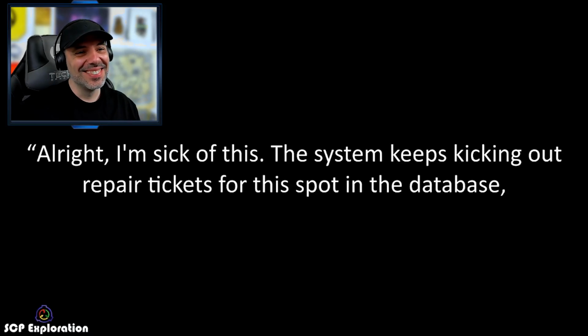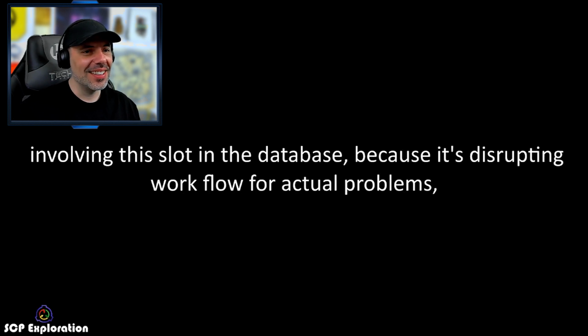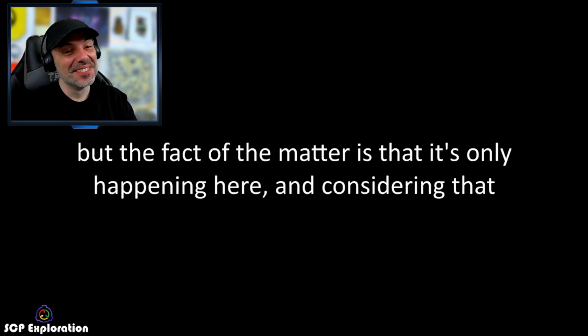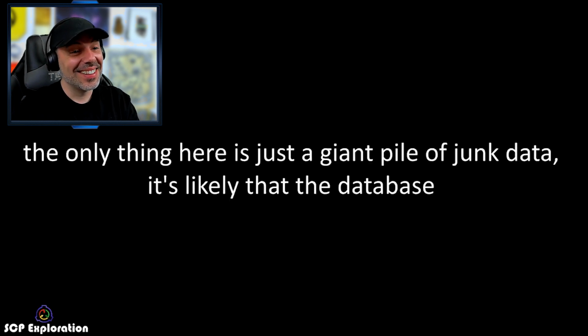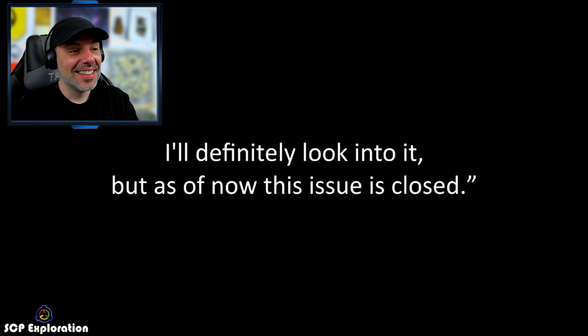Alright, I'm sick of this. The system keeps kicking out repair tickets for this spot in the database, and I don't want to bother with it anymore. So I'm going to put anomalous suppression on any tickets involving this slot in the database because it's disrupting workflow and is generally just pissing me off. I don't know why it keeps messing with the syntax, but the fact of the matter is that it's only happening here, and considering that the only thing here is just a giant pile of junk data, it's likely that the database is messing itself over the lack of proper information. I don't know. If anything changes, I will definitely look into it, but as of now, this issue is closed.